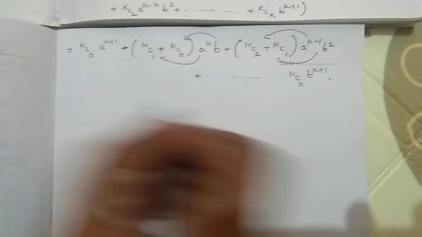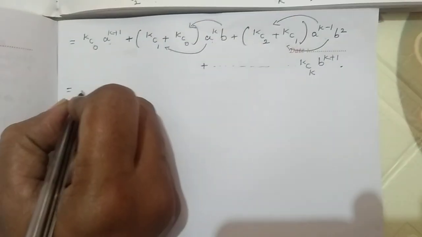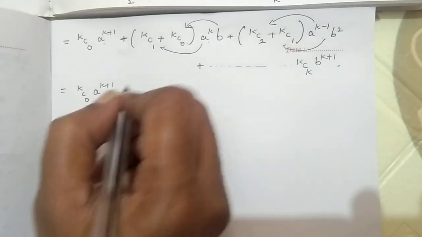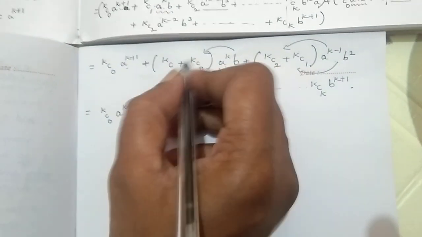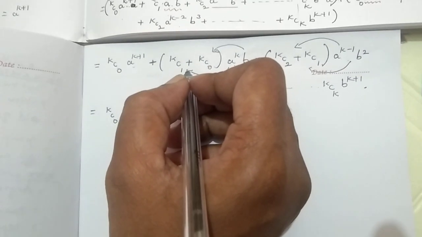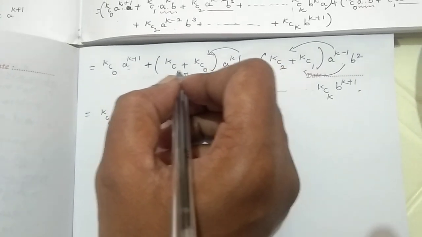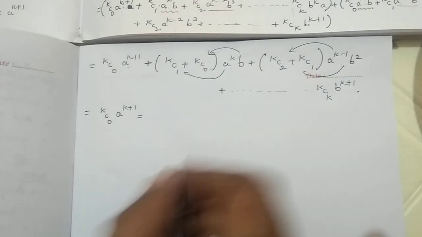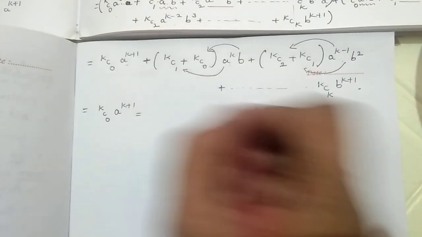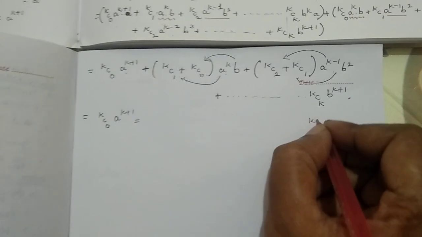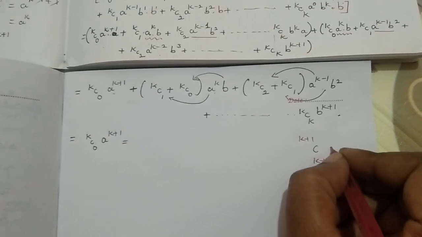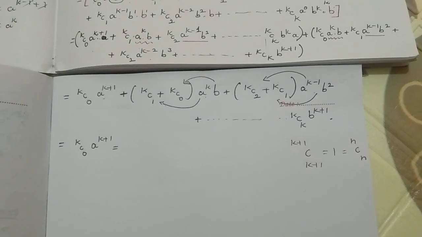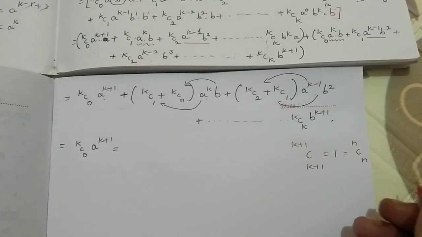Now, after grouping the terms, the first term we take as it is, kC0 a to the power of k plus 1. We have grouped these two terms, so to make them a single term we have the formulas. Which are those formulas? k plus 1 C k plus 1: this value is also 1. How? nCn is 1, so based on that, even this value is also 1.